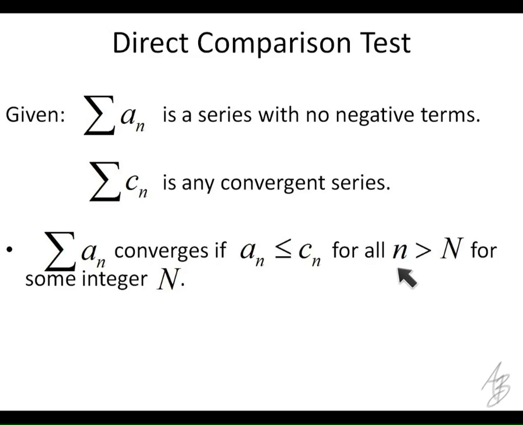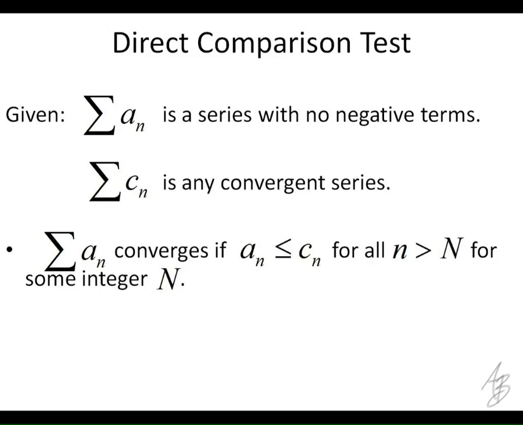Now there's a little extra piece here that says for all n greater than big N for some integer N. And what that's saying is this comparison doesn't necessarily have to start at the first term. It's just, once we get to a certain point in both series, then all the terms after that have to satisfy this.